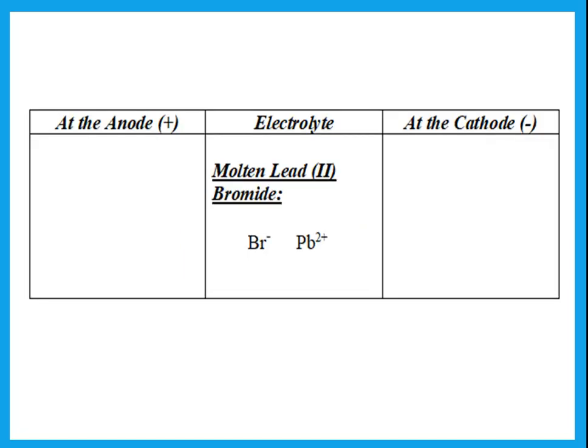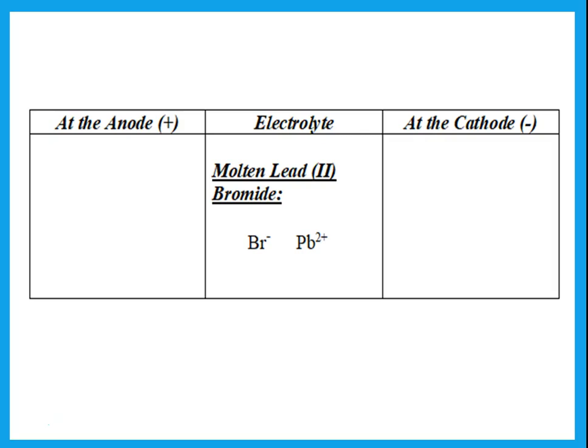Let's try another one. Let us do electrolysis of molten lead(II) bromide. Now, the first thing you're going to do is, what ions do we have? Lead is a positive ion. How many positives? The number of positives is the same as the valency. So when I tell you lead 2, that means that the valency of lead is 2, and that means my positive ion is Pb2+. That's my positive ion.